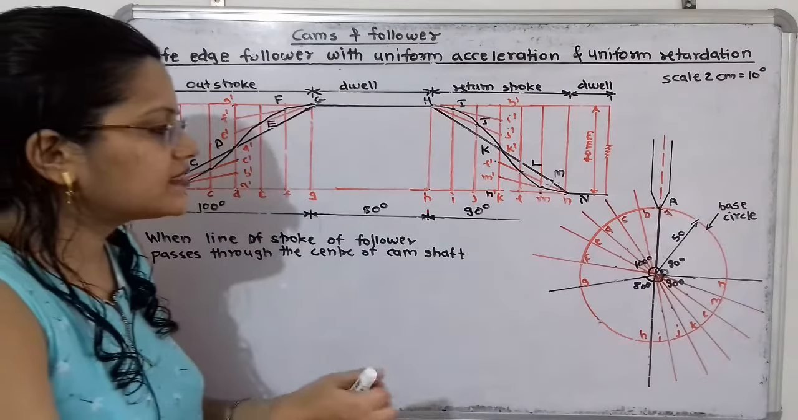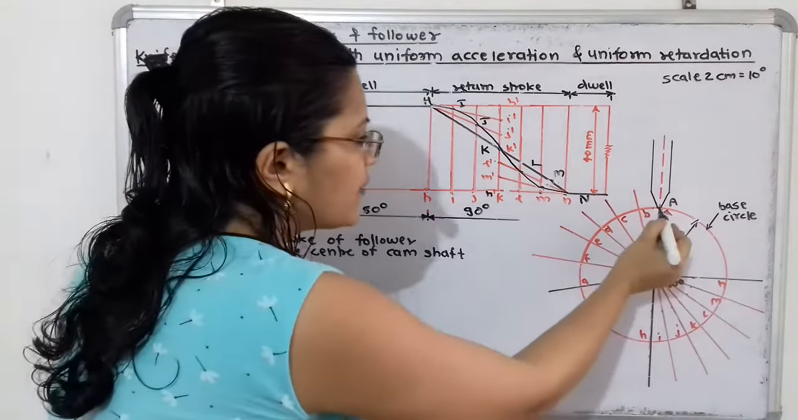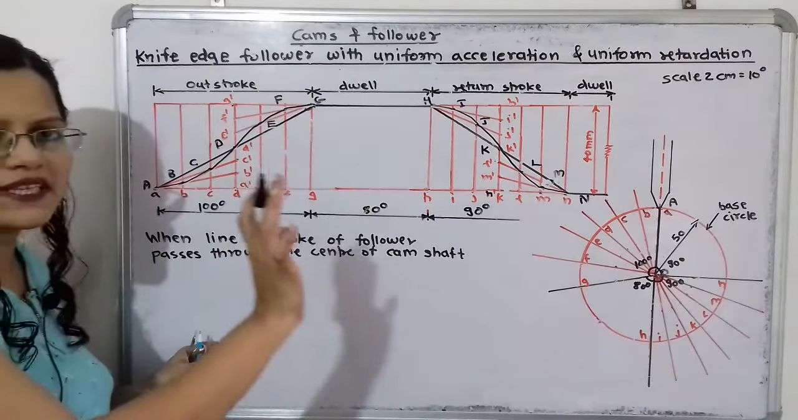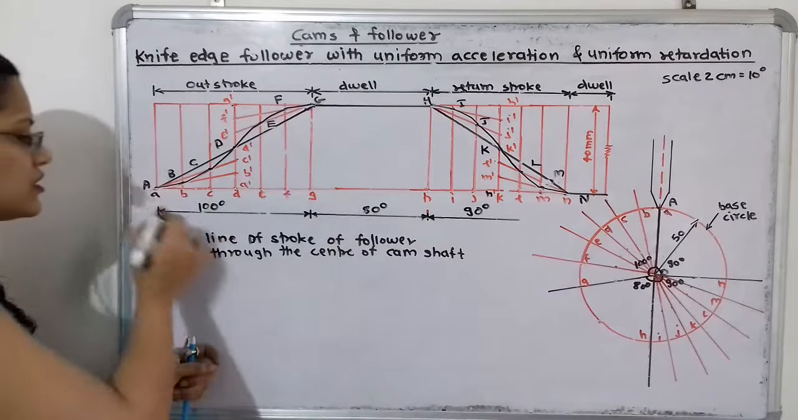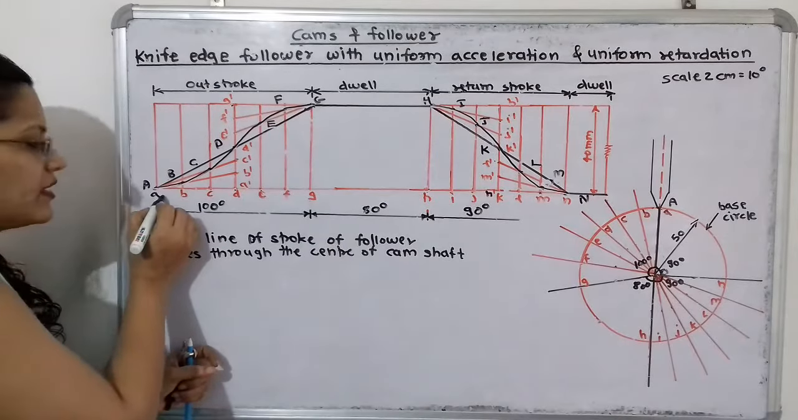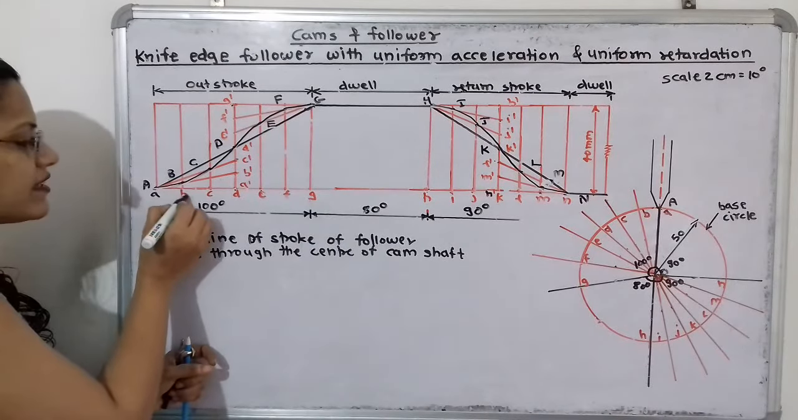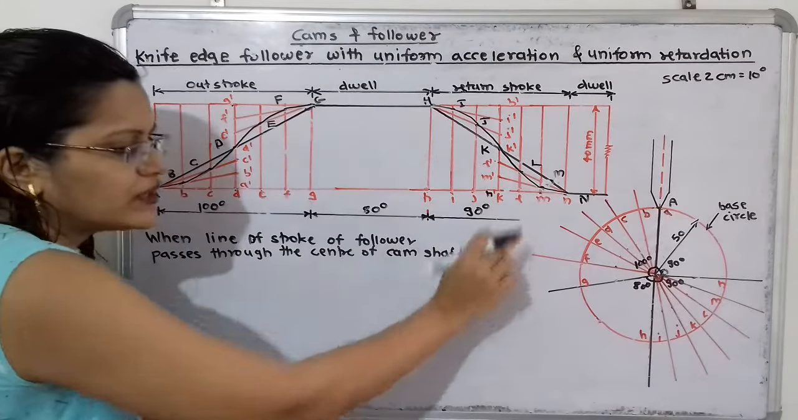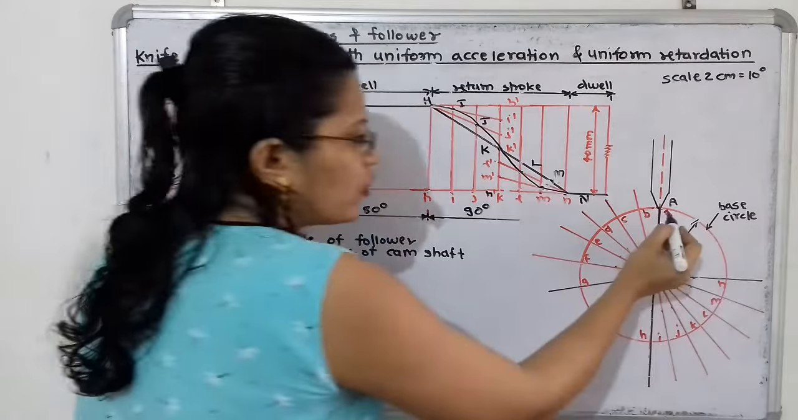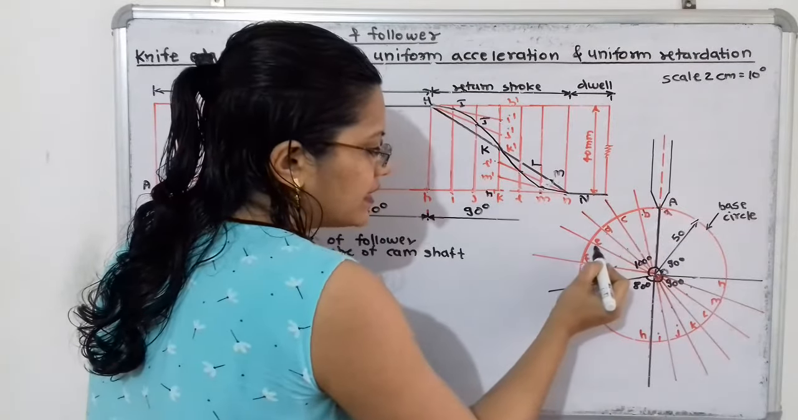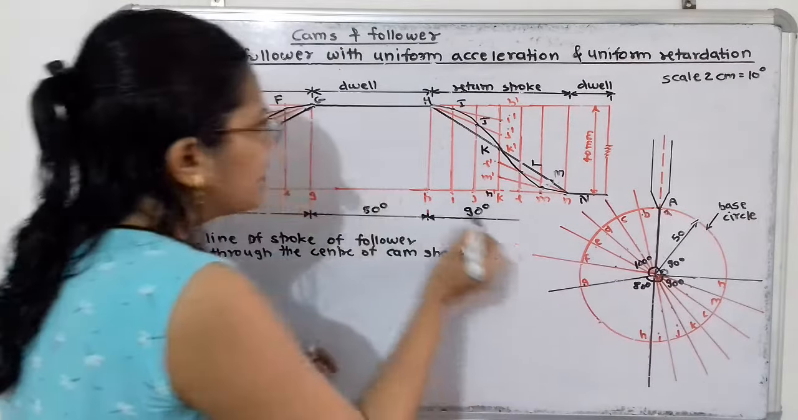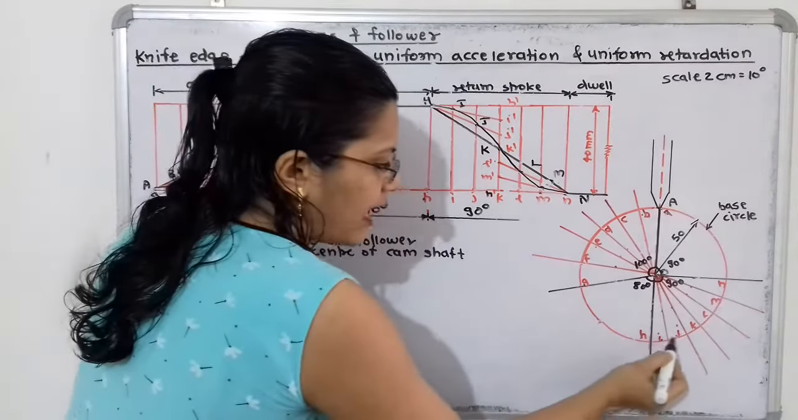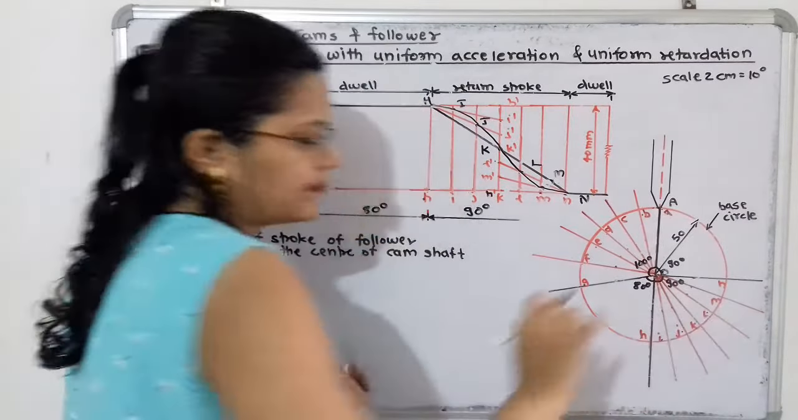So when these lines are drawn, then we will give here the letters. So if we observe the displacement diagram, for the initial position the letter is A. Then for the first part here is B. For second part it is C. So in the same sequence we have to give the letters. So if we observe A, B, C, D, E, F, G. Then at the starting point of return stroke the point is H. So H, I, J, K, L, M, N.